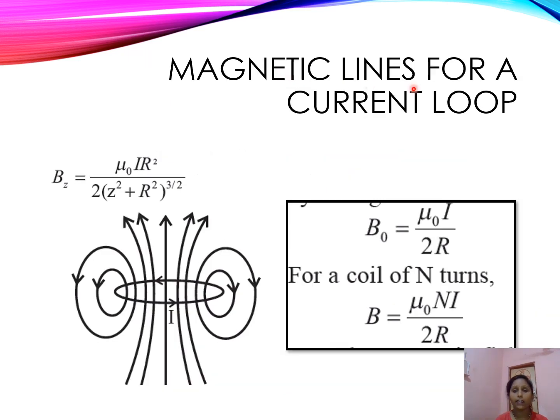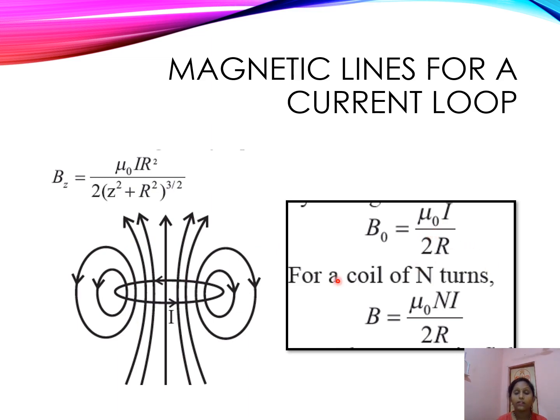Magnetic lines for a current loop. As we already know, the magnetic field at a point P on the z-axis, Bz is equal to μ0 I R square divided by 2 into z square plus R square whole to the power of 3 by 2. The magnetic field at the center of the loop, by letting z is equal to 0 in the above equation, the equation comes B0 is equal to μ0 I divided by 2R.